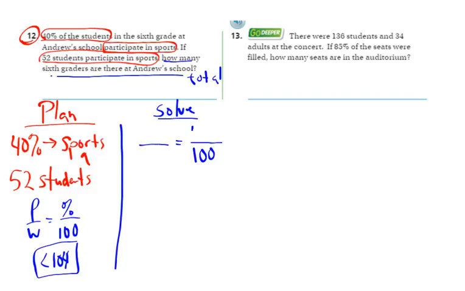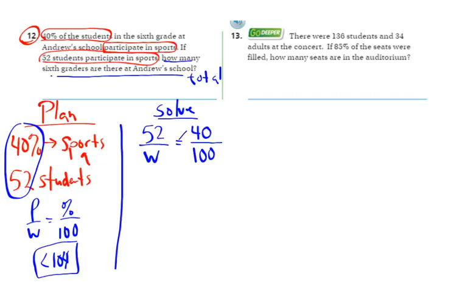So I want to use the 40%. I'm not going to have to subtract and use 60% or anything like that. I want to use the 40% because that is directly connected to the 52, which will get me to the whole. 52 students participate in the sports, so 40% and 52 are connected. Those both have to be top numbers. And we want to find our missing total or whole. So we are going to cross multiply and divide to find our answer.